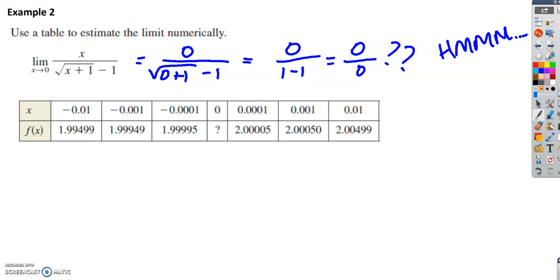So we're going to talk about that in the future, but for now, we're going to use our table to get a better estimate. So let's look. Here are numbers that are smaller but getting closer to 0. Here are numbers that are bigger but getting closer to 0. Look at those y values. Yep, they both appear to be approaching 2.